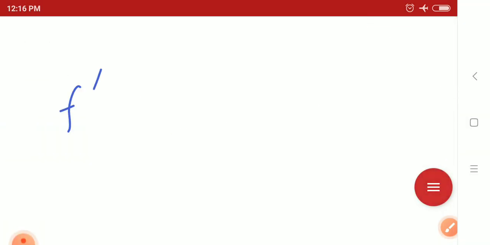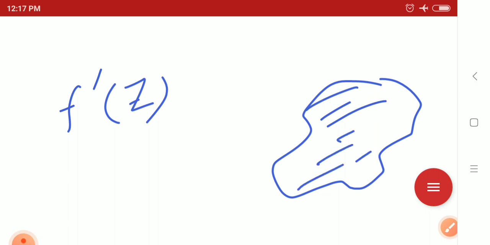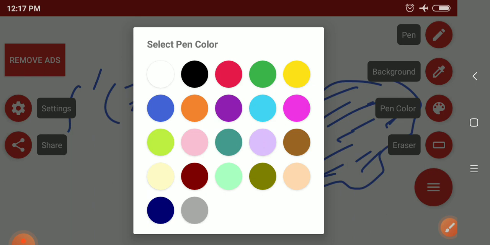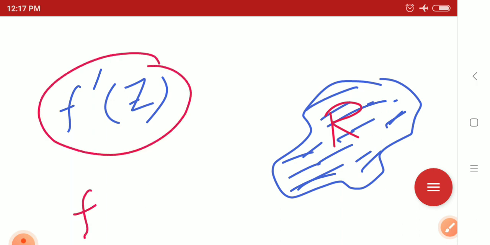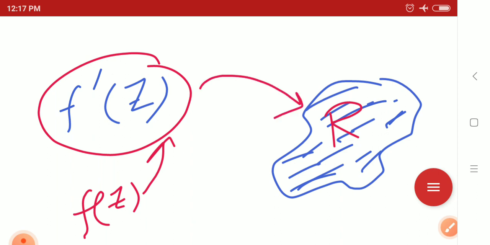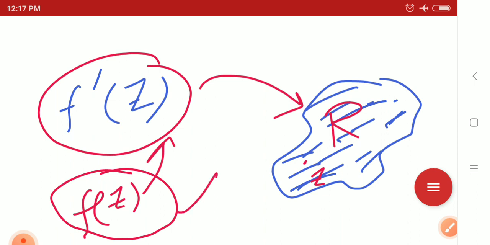Suppose this is a region, and all points z of the region are considered. Now if the derivative f dash z of any function f of z exists at all points z in the region R, then f of z is said to be analytic in this region R and is referred to as an analytic function.